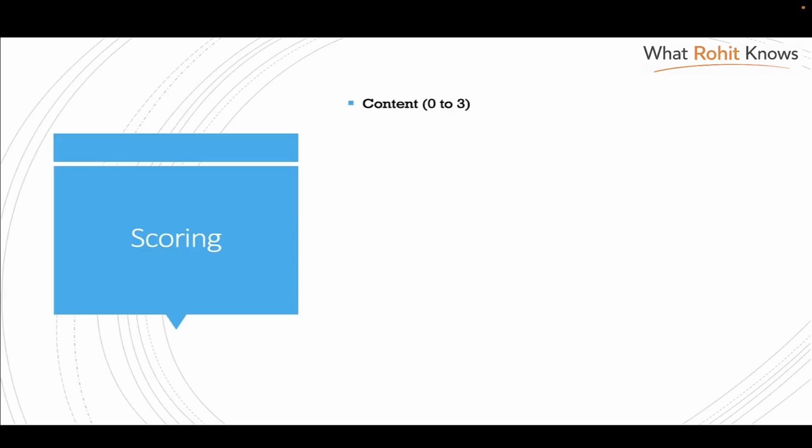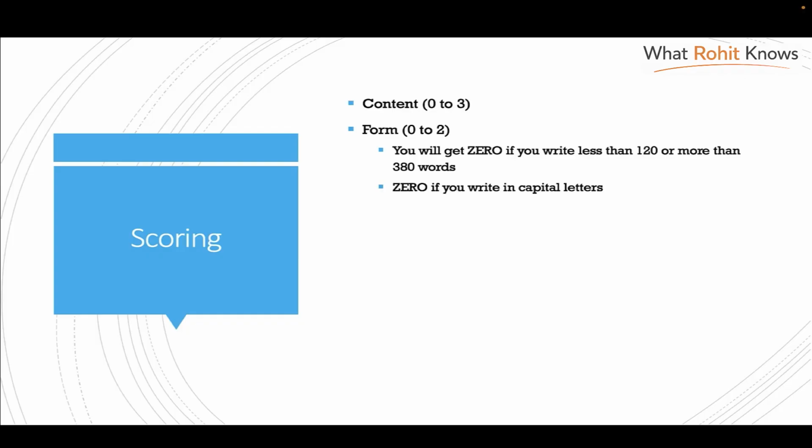So first of all, you will get 0 to 3 points for the content. If you have addressed the prompt appropriately and what you have written is specific, is to the point, is specific to the topic, then you can get the full 3 points for content. If it's too off the mark, then you can get as low as 0. For the form, you'll get between 0 to 2. Form means the basic requirements of the word limit and the way they expect you to write. So if you write less than 120 words or more than 380 words, you'll straight away get 0 for the form. If your entire response is in capital letters, then again you will get 0.